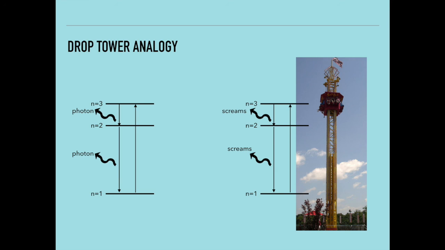This concept can be compared to an amusement park ride called a drop tower, where riders are lifted up a large vertical structure to a certain height and then released, letting them go down in a free fall. The riders can be representative of the electron, and the lifting of them can be compared to the absorption of a photon by the electron. When an electron descends energy levels, it emits a photon. When the ride drops from high to low, the riders emit screams.